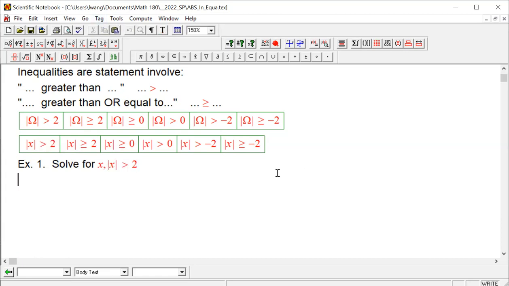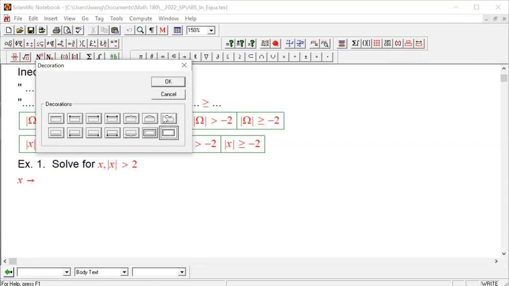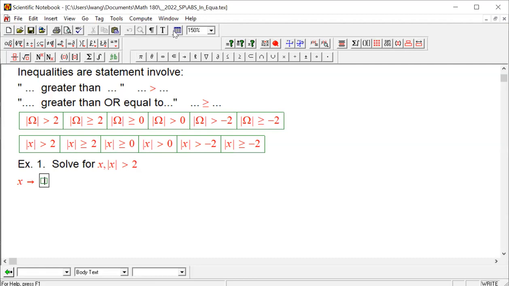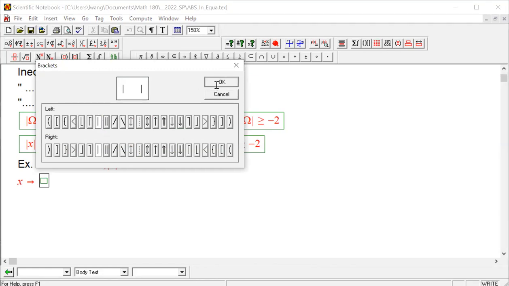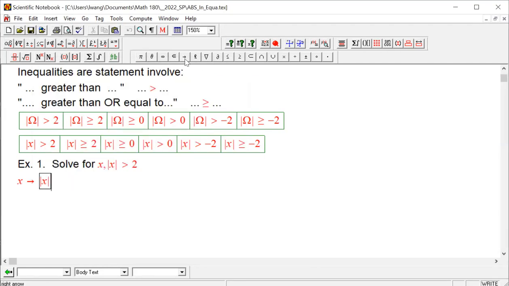Okay, now what does it mean? Right, input x, the function, okay, the function which is absolute value of x, right? And we know the output. We want the output, absolute value of x, to be greater than 2. So that's the function perspective.